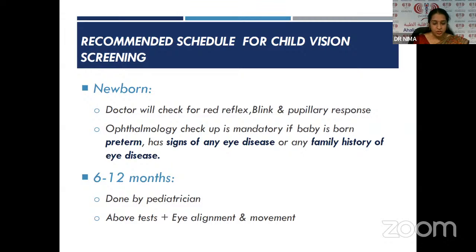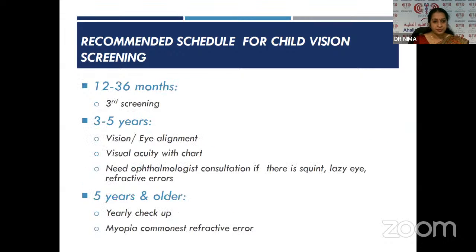Then at the age of 6 to 12 months, that is the second screening, which is also done by the pediatrician, where they check for the red reflex, blink test, and pupillary response. And at this stage, the child has started fixing, following, and depth perception has developed. So we can assess the movement of the eye and alignment of the eyes. And if any squint is there, that also can be picked up during this stage. Then the third screening is after 1 year, that is 12 to 36 months, where the above tests are again repeated.